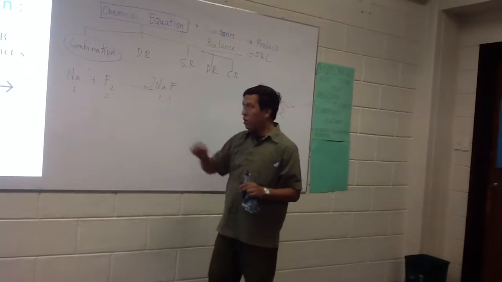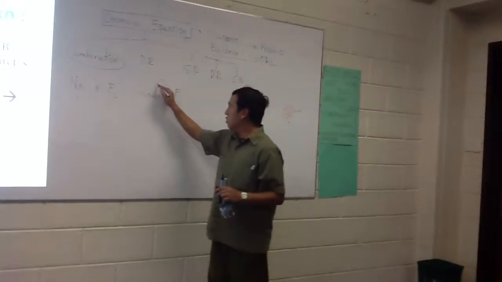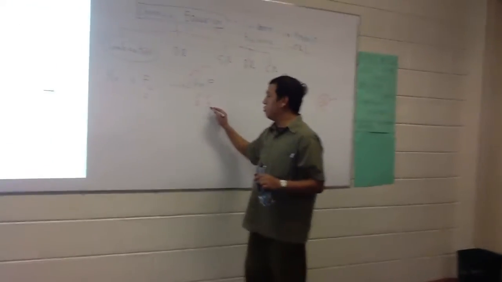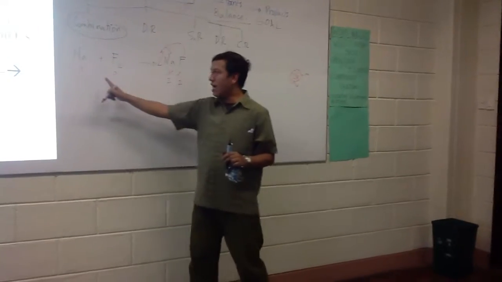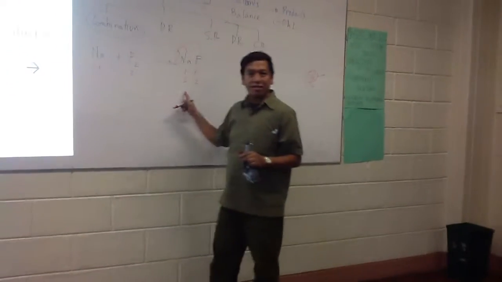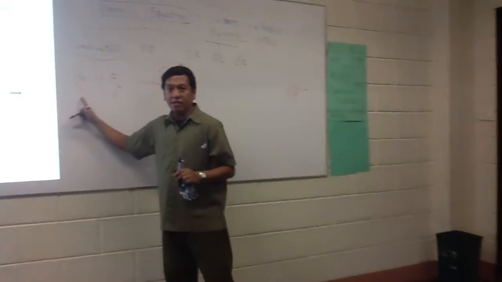If we put 2, we can distribute this. 2 times 1 sodium, 2. 2 times 1 fluorine, we got 2. We notice that the fluorine is already balanced, but take note, along the line, there is something wrong with the sodium. This is already 2. What about this 1? 1.